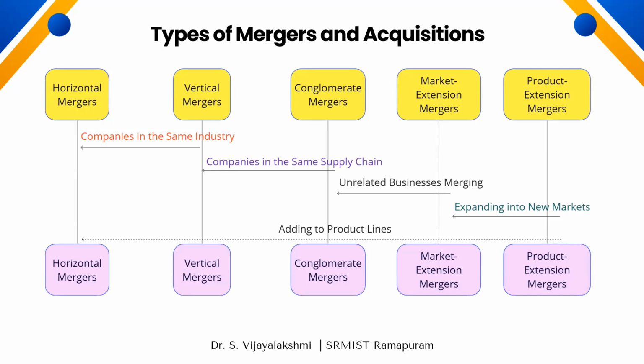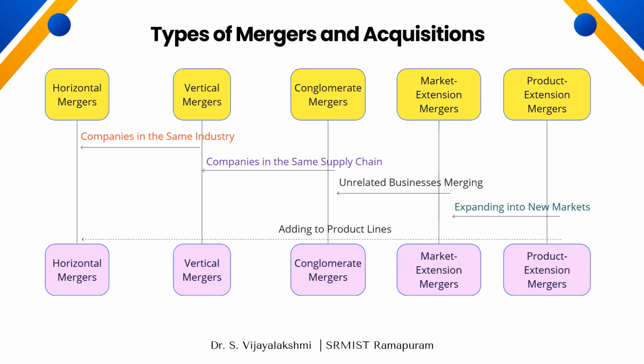Vertical mergers. Vertical mergers occur between companies that operate at different levels within the same supply chain. These mergers aim to enhance supply chain efficiency, reduce costs, and gain more control over the production process. An example would be a car manufacturer acquiring a tire company.